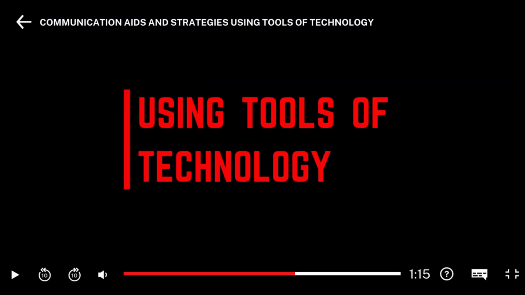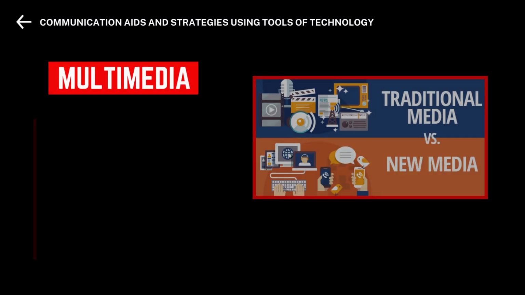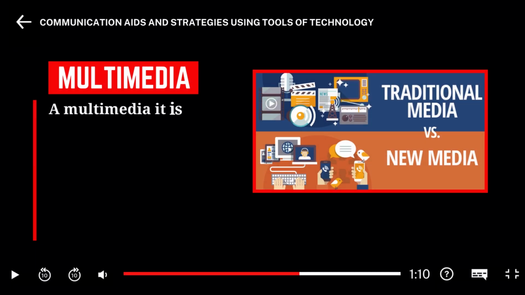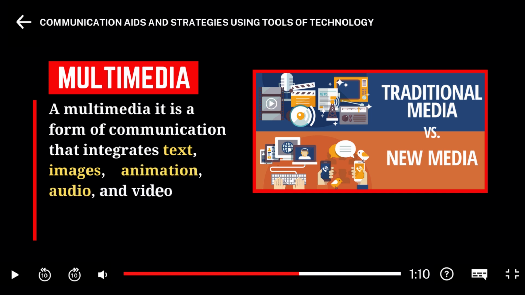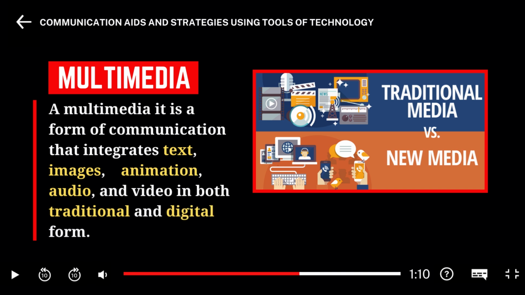Using tools of technology. The first one is the multimedia. When we say multimedia, it is a form of communication that integrates text, images, animation, audio, and video in both traditional and digital form. So when we say multimedia, it is a technique such as the combining of sound, video, and text for expressing ideas in communication, entertainment, or art, in which several media are employed.